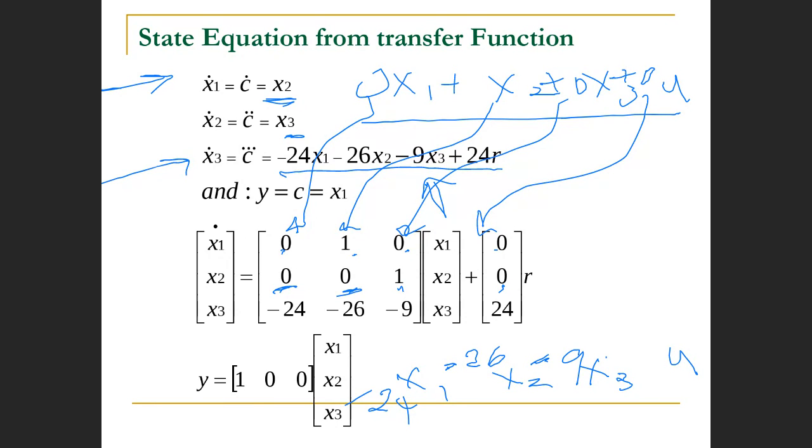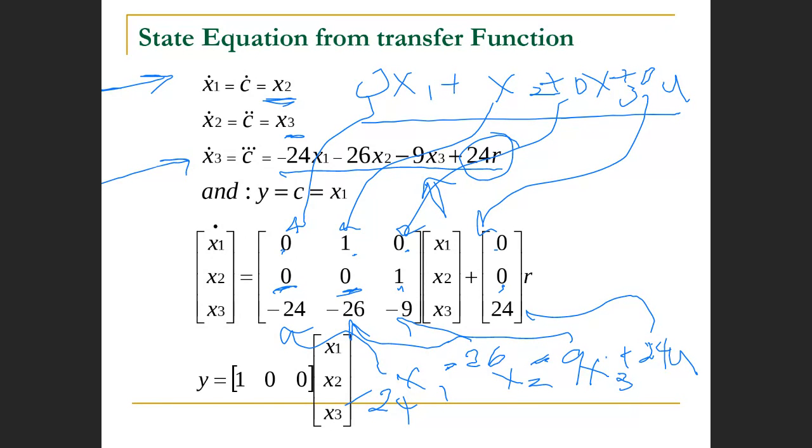Really? Remember what the input was? Remember the input was R, remember? So it is 24. Now, all we need to do is just push this up into the matrix. See them: negative 24, negative 26, minus 9, and the 24 for the input term. That's all we're doing.